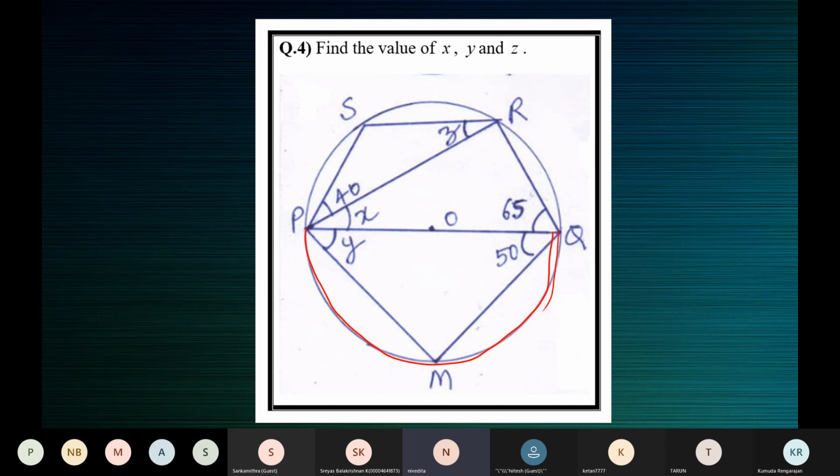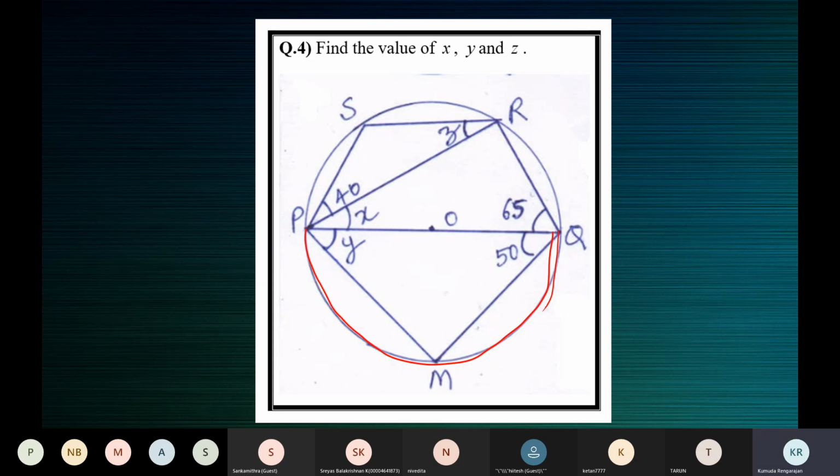Ma'am, can we say that angle M is 90 degrees because PRMQ is a cyclic quadrilateral? R is 90 degrees. M will also be 90 because opposite angles in a cyclic quadrilateral are supplementary. Super. Yes, definitely. PRQ is 90, and in a cyclic quadrilateral, opposite angles are supplementary. So PMQ is 90. That's fine.